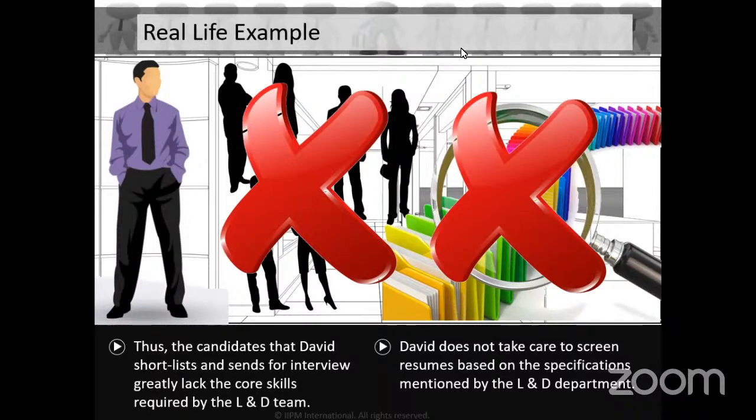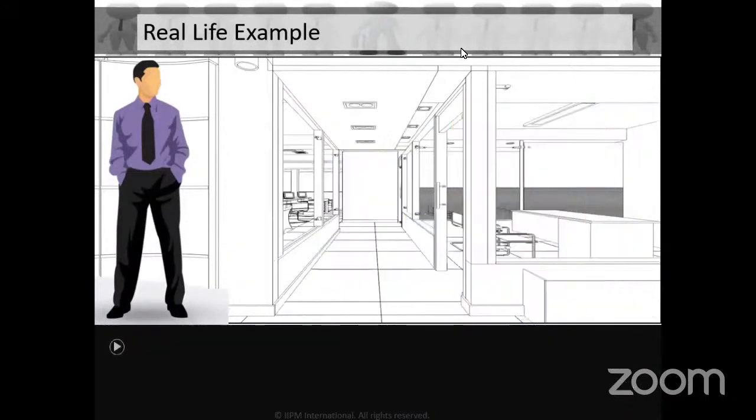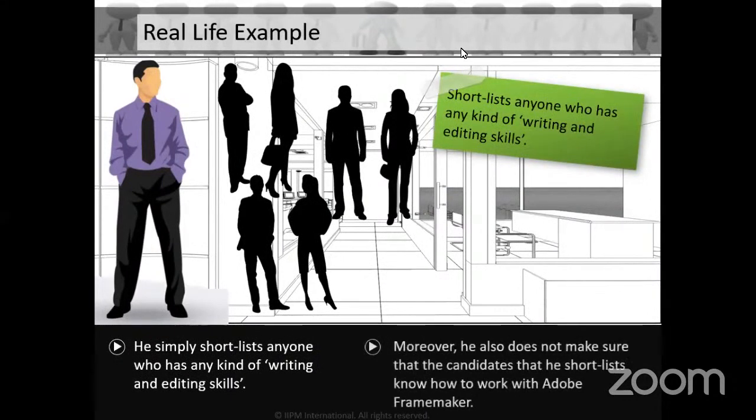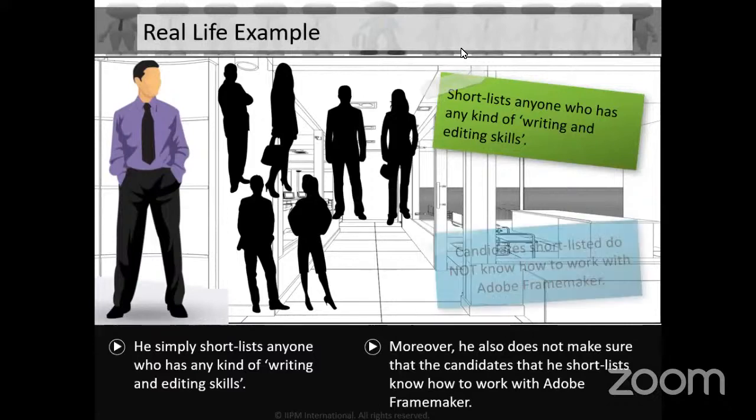But it's not everybody who writes articles or who does content writing that will be able to fit into that particular position. So he does not take the time, and because of that, see the result he got. He simply shortlists anyone who has any kind of writing or editing skills. You see that he did not consider that this is a core writing requirement.